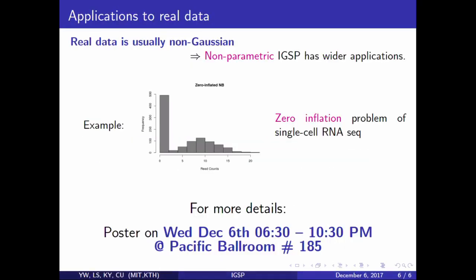Since real-world datasets are usually non-Gaussian, by nature, non-parametric approaches usually have wider applications as compared to parametric approaches, such as the GIES method. One example is the zero-inflation problem in single-cell RNA-seq data. Our real-world analysis also shows that our algorithm has better performance compared to GIES on these kinds of datasets.